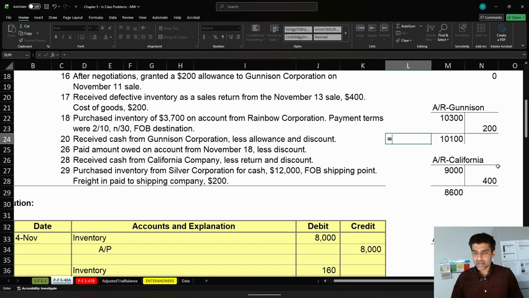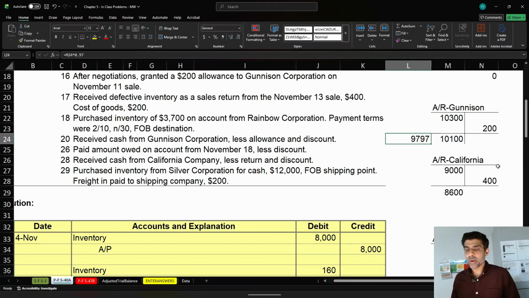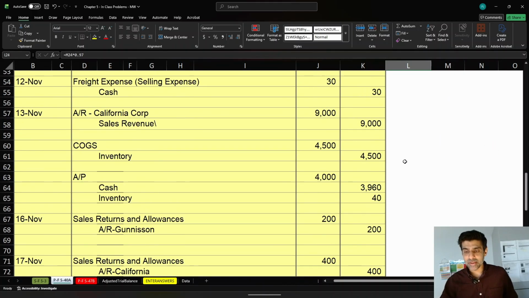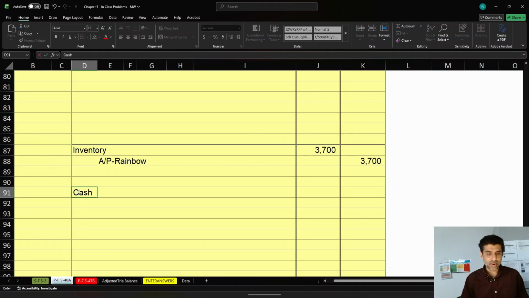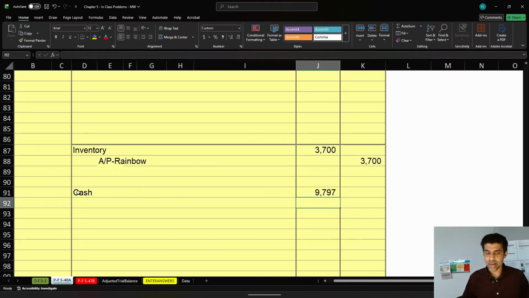So I can just do a quick calculation here. We're going to receive $9,797 in cash from Gunnison. That's the check that they're going to write us, because it's going to be for the amount they owe less the discount. So I'm just going to debit 9,797 right now. I at least have figured out this very common sense thing. 9,797 debit to cash.